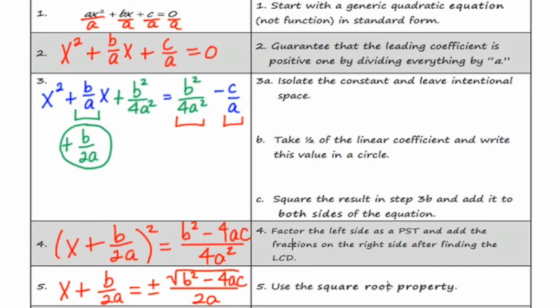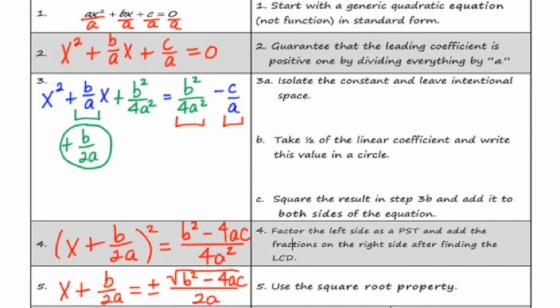Okay, moving to step 6, they tell us to isolate x, which means I need to get this plus b over 2a to the other side. Now you might be noticing that this step 6 is looking really similar to the quadratic formula. That means we're almost done. And the last thing that they suggest doing is writing as a single fraction.